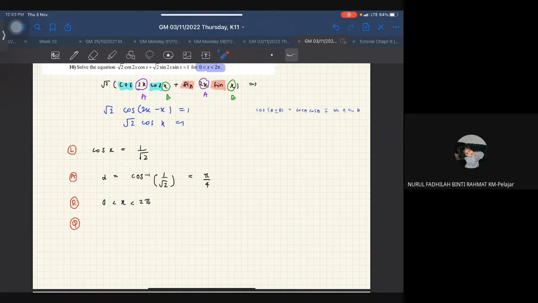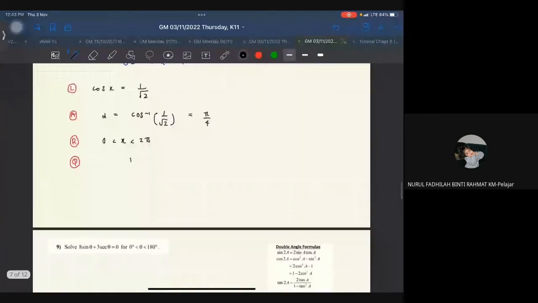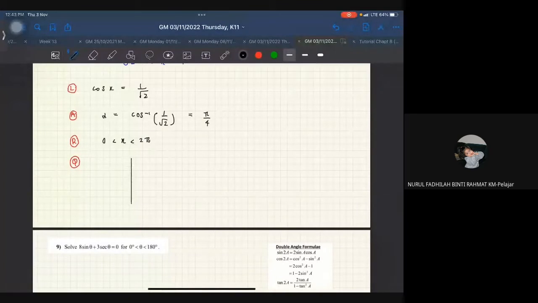Faham tak soalan saya? Berapa banyak Cartesian plane ataupun berapa banyak rotation yang awak kena buat based on this range yang awak ada? Yes, just one sahaja, okay? Sebab daripada 0 sampai 2 pi, that is one complete rotation. Okay, so saya lukis satu saja Cartesian plane. This one, and this one.